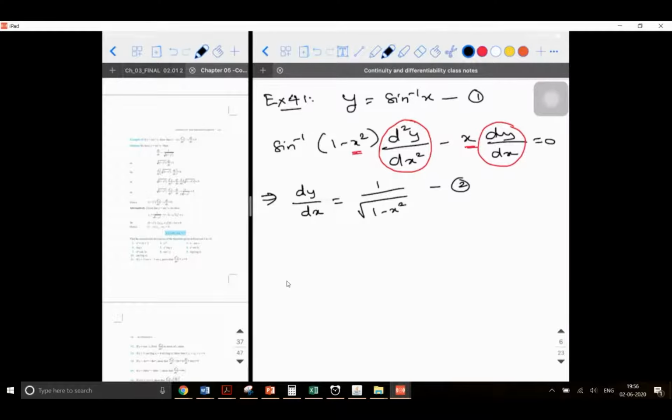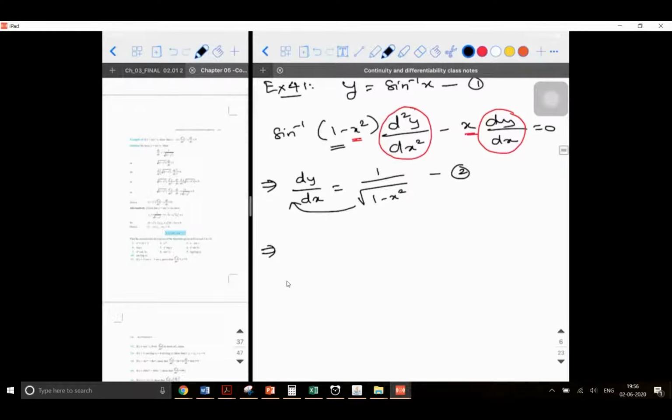Now, since I have 1 minus x square here, what I will think of is I will try to take this root of 1 minus x square to the other side and square on both sides and then proceed. So let's try out and see what is going to happen.